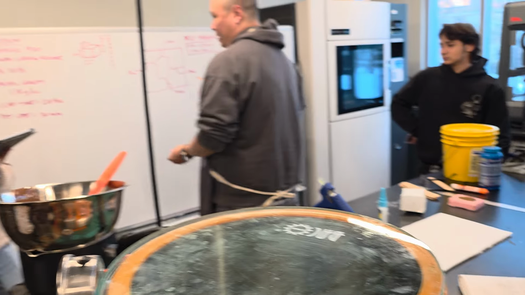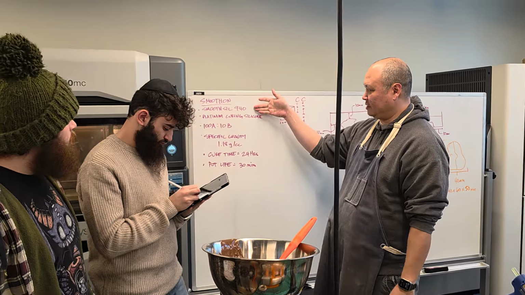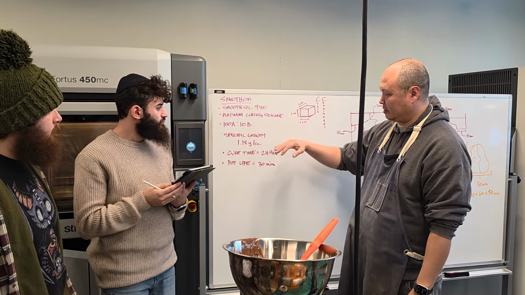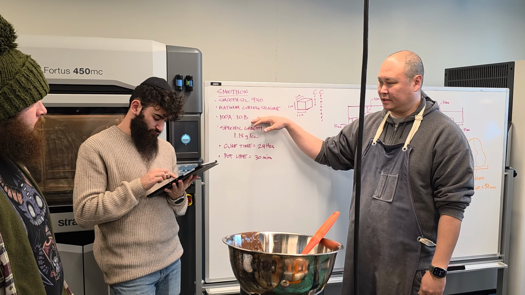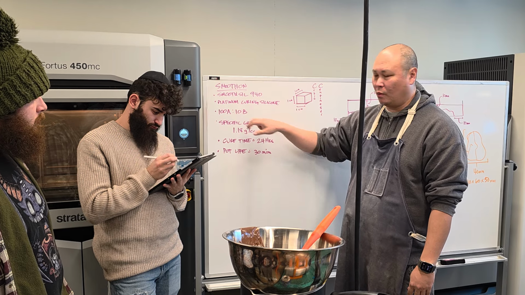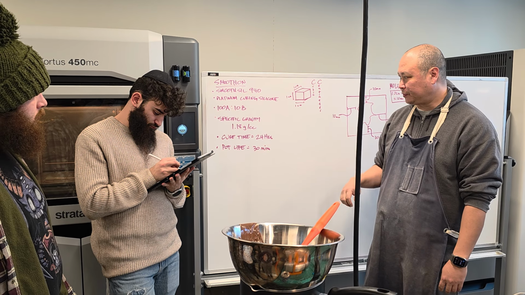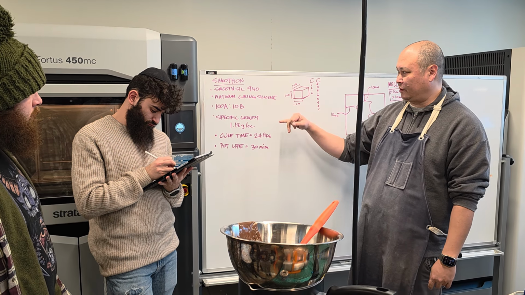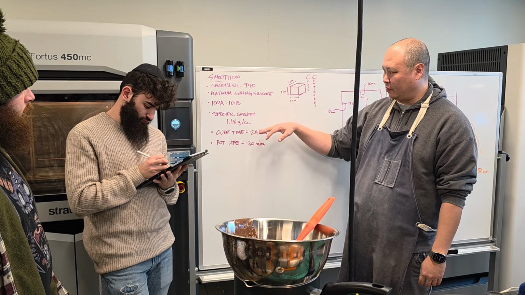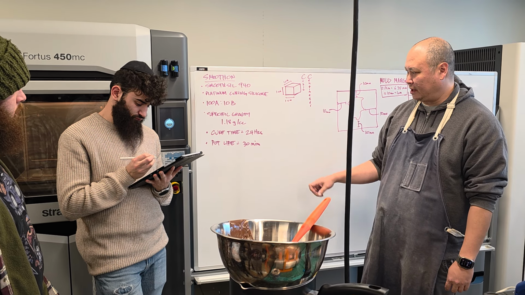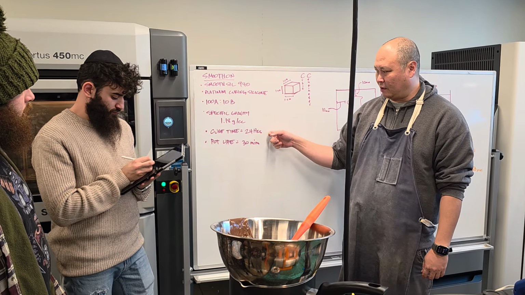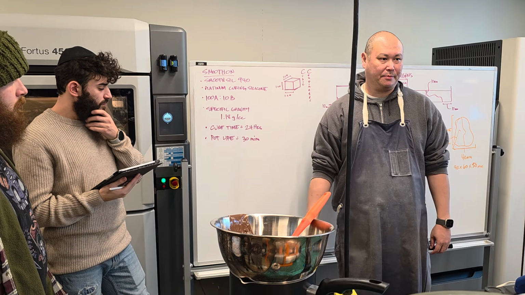So let's learn a little bit about Smooth Sil. Smooth Sil 940 is a platinum curing silicone. We have a mix ratio of 100A to 10B, so this is essentially a 10 to 1 mix ratio. The specific gravity of Smooth Sil 940 is 1.18 grams per cubic centimeter. We have a cure time of 24 hours and a pot time of 30 minutes.